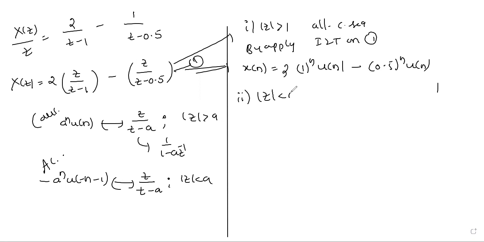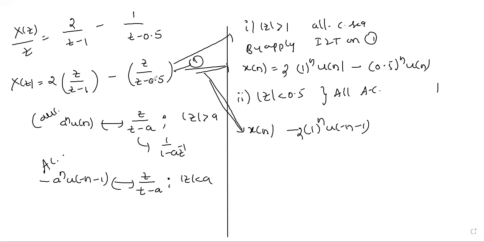Similarly, mod z less than 0.5 means all anti-causal sequences. Then from this equation 1, what is the inverse Z transform? Minus a power n, 2 as it is, so minus 2 into 1 power n u of minus n minus 1, plus 0.5 power n u of minus n minus 1, like this.